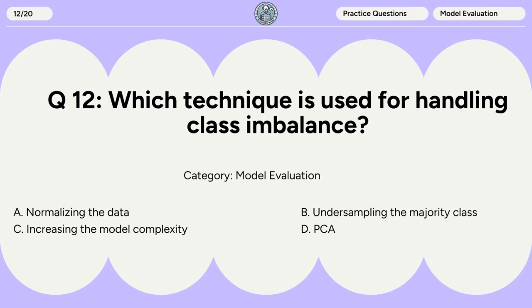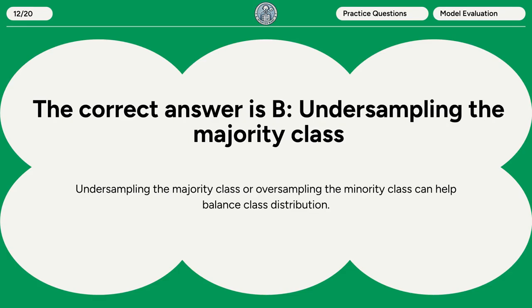Question 12. Which technique is used for handling class imbalance? A. Normalizing the data. B. Undersampling the majority class. C. Increasing the model complexity. D. PCA. The correct answer is B. Undersampling the majority class. Undersampling the majority class or oversampling the minority class can help balance class distribution.